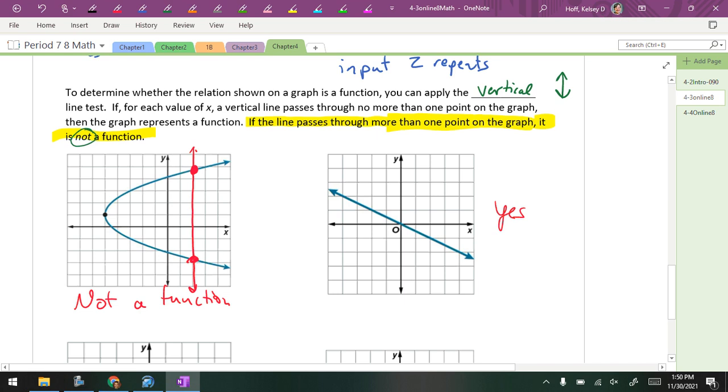If I put it here, how many times does it cross? Just the one spot right here. What if I put it here? One spot right here, or here. It doesn't loop back, see that? So it's only touching my vertical line one time.